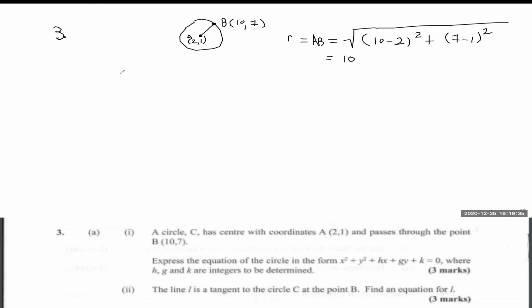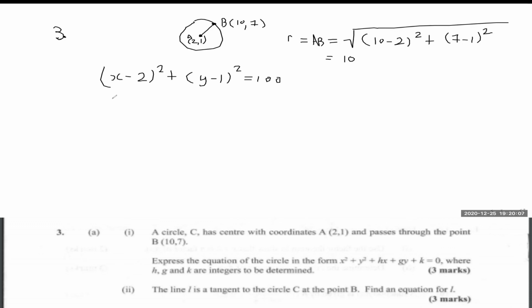So therefore, the equation of the circle is going to be x minus the x value at the center, which is 2. This is the equation of the circle: (x minus 2) squared plus (y minus 1) squared, and that's equal to r squared. r squared is 100. Now, we're not finished. They told us to put it in a particular form. So that's what we're going to do.